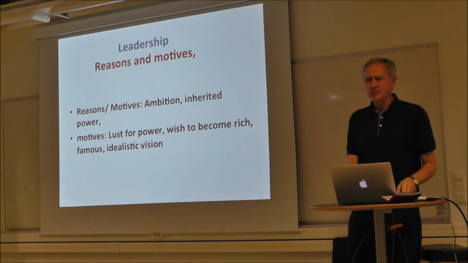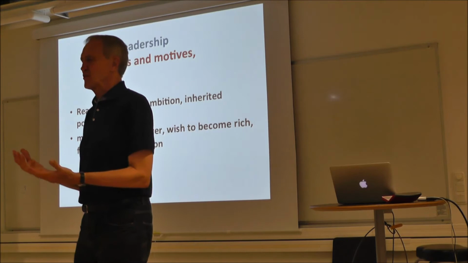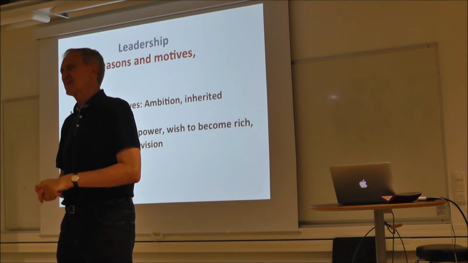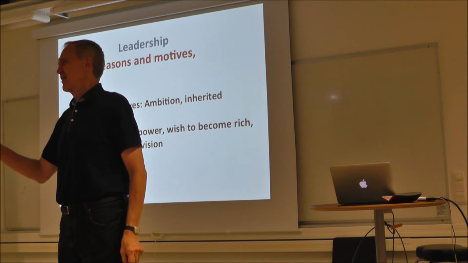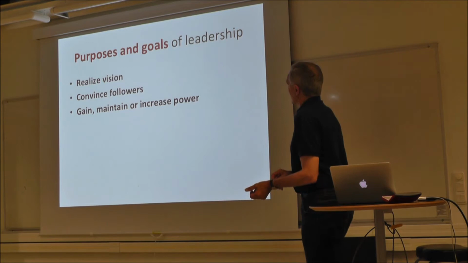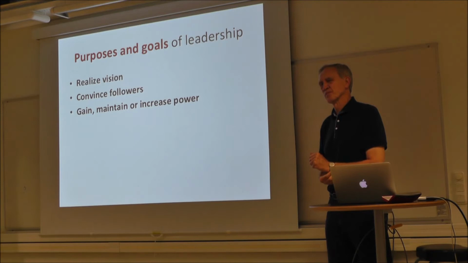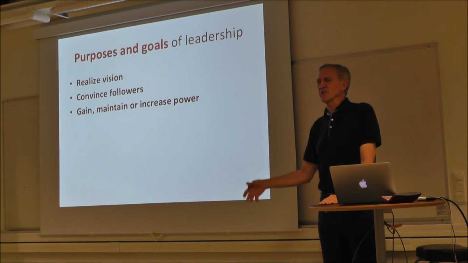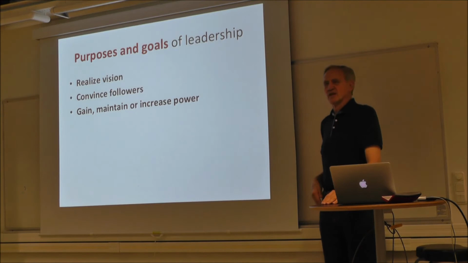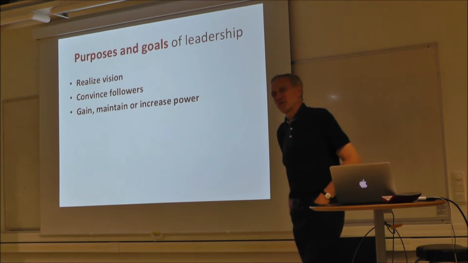Now let's have a look at the purposes and goals. So we already actually came into that. If you're an idealist and you want to sacrifice yourself for the nation or something, that's a purpose or goal. Actually, it's not always so easy to keep purpose and goal separate from reason or motive. We'll see what I had in mind here. So purposes and goals: realize a vision of some sort. The big political leaders usually claim that they had a vision that they wanted to realize. Sometimes they get that vision after they have become leaders, but they often want to say that they had it and then they became a leader in order to realize the vision.